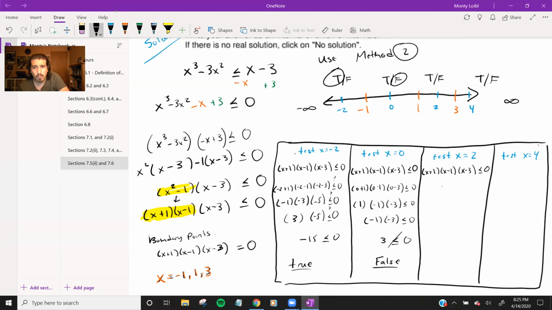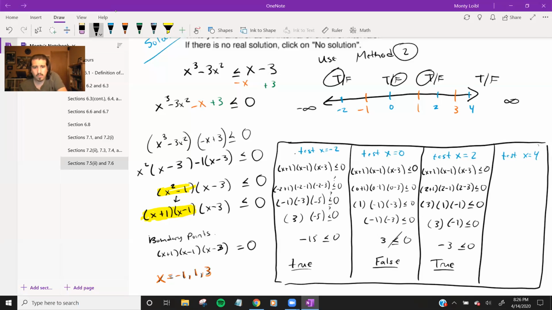Again, now we're testing 2. I haven't used different colors. I hope everybody is following along with what we're plugging in here. So plugging this in, we get 3, 1, -1, again, less than or equal to 0. So this is going to be 3, multiplying 3 and 1. Now 3 times -1 is -3, which is less than 0, right? So this is true. Plugging those values in is how we get those. So it's true here.